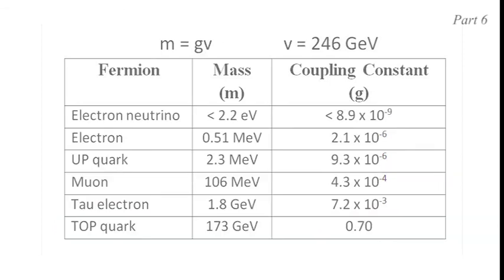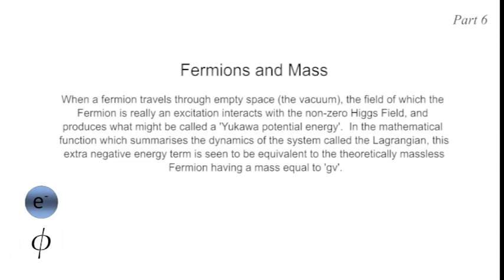So that's it. When a fermion travels through empty space, the vacuum, the field of which the fermion is really an excitation interacts with the non-zero Higgs field and produces what might be called a Yukawa potential energy. In the mathematical function which summarizes the dynamics of the system called the Lagrangian, this extra negative energy term is seen to be equivalent to the theoretically massless fermion having a mass equal to GV. That's it.